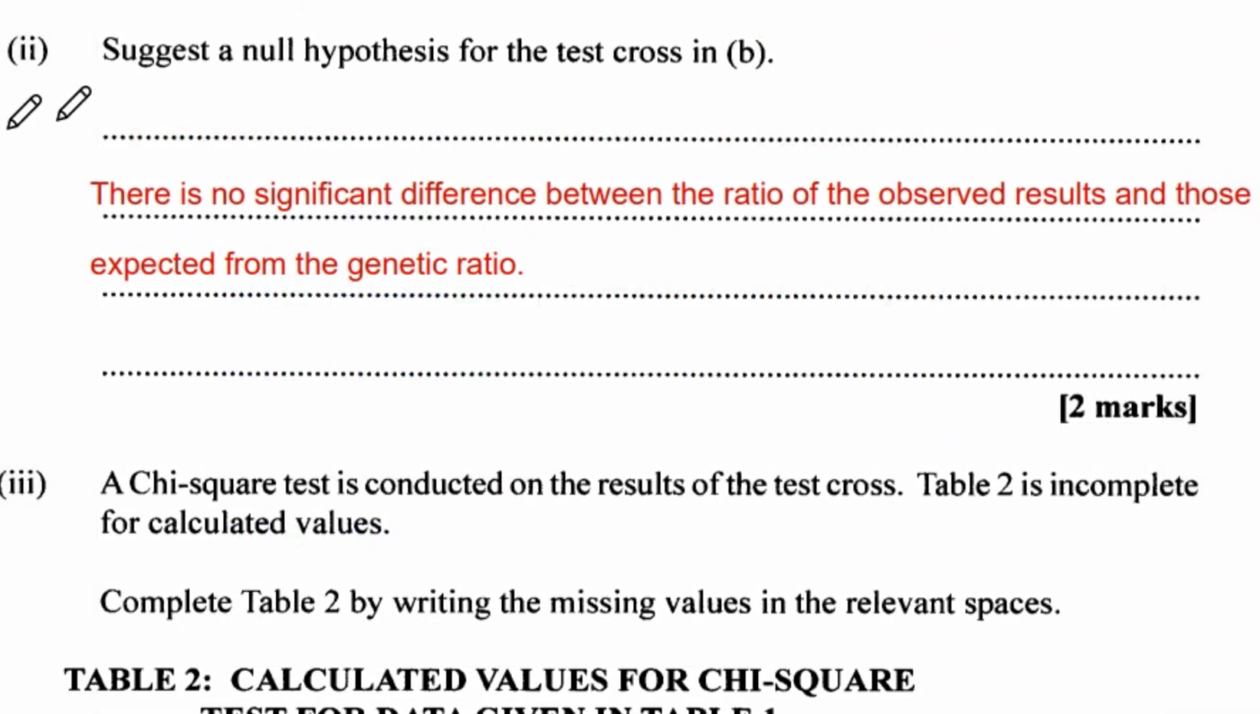Okay, let's look at this question here. Suggest a null hypothesis for the test cross in B. Alright, so just briefly go through this here. A null hypothesis says that there's no significant difference between the ratio of observed results to expected, in this case from a genetic ratio.